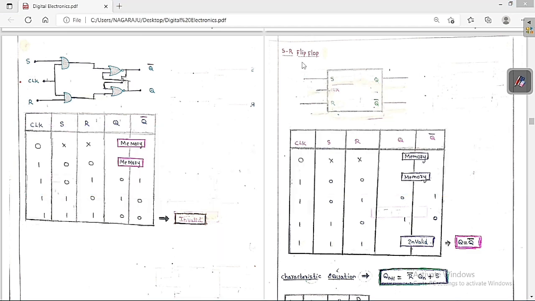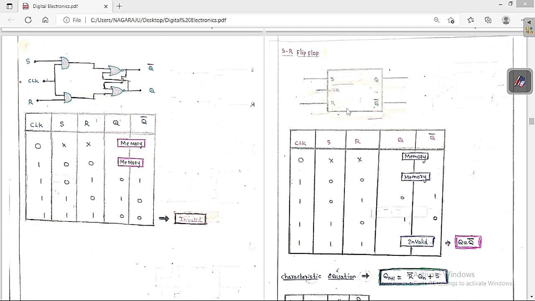So now we will discuss the SR flip-flop. Basically, we can make the SR flip-flop based on NAND gates or NOR gates. We can use any one. So generally I am going to give a general block diagram. So this is the SR flip-flop. These are S and R, this is the clock signal, and these are Q and Q bar.